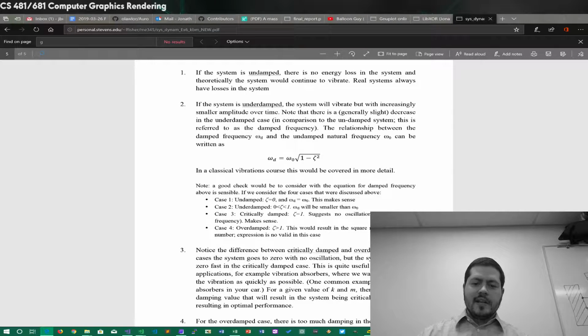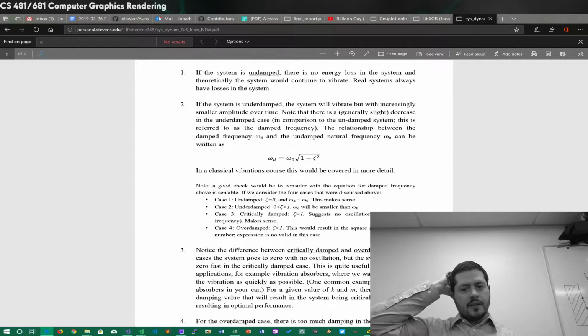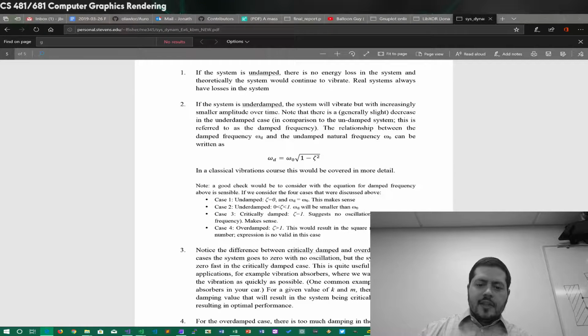Now the way that we figure this out is that if zeta equals 0, and so undamped means that there's no slowdown or there's no energy loss. Okay, so that's where we're going to have the E. Then omega D is omega naught, so whatever the initial velocity is. All right, and underdamped means that our zeta value is between 0 and 1.